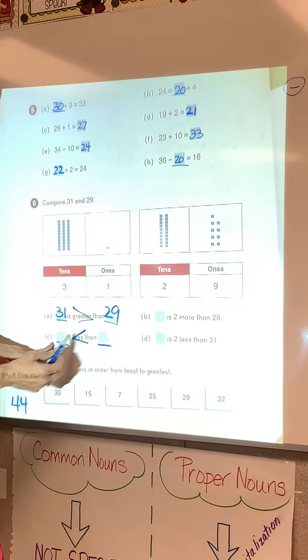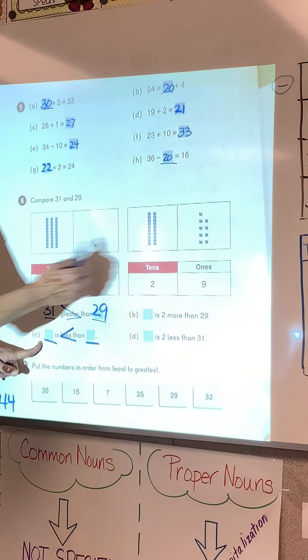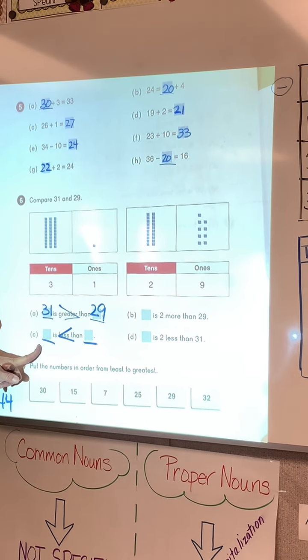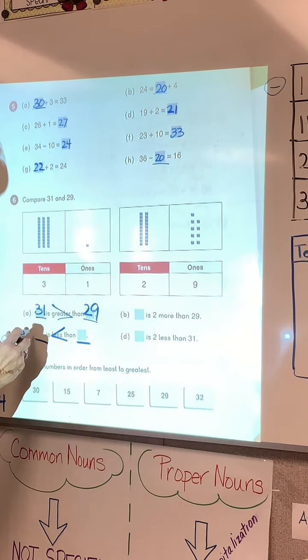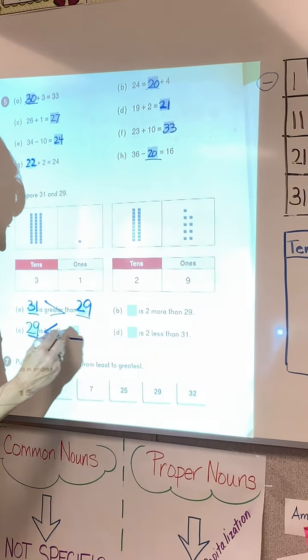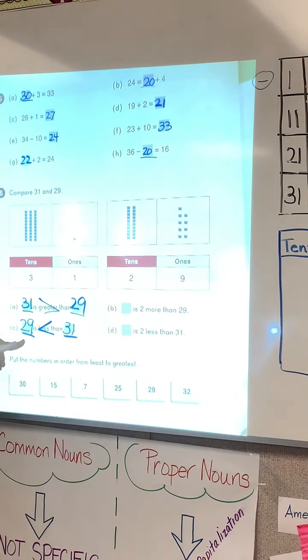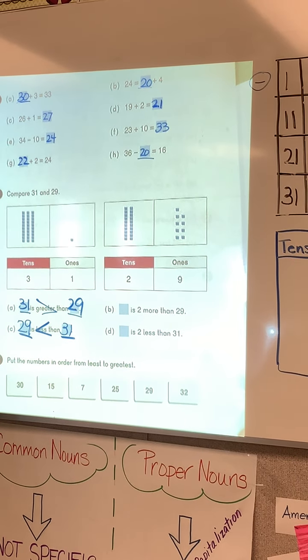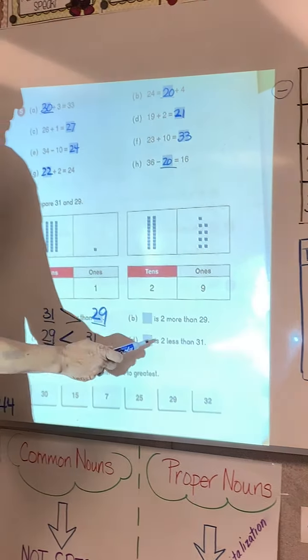This one is less than. So which one is the smaller number? Which one is less than the other? Well, 29 is less than 31, isn't it? 29 is less than 31. Now let's look at these two.